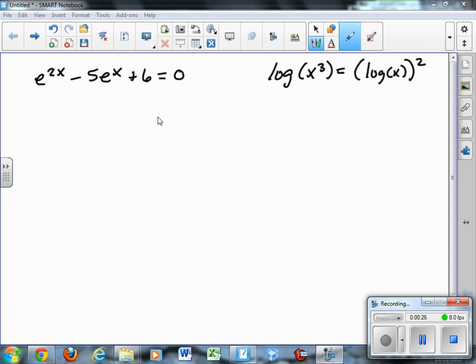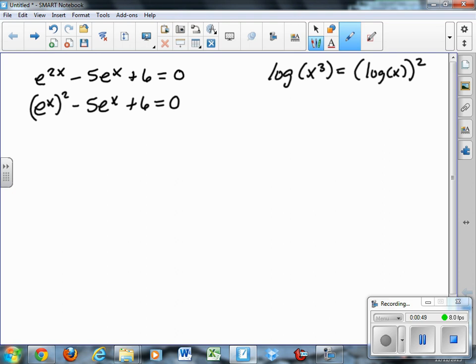Like if I had e to the x plus e to the x, that would be 2 times e to the x, for example. But this is e to the 2x and this is e to the 1x. So there's no way to combine those. What I want to point out is that e to the 2x is the same thing as saying e to the x squared. And then this is minus 5e to the x plus 6.